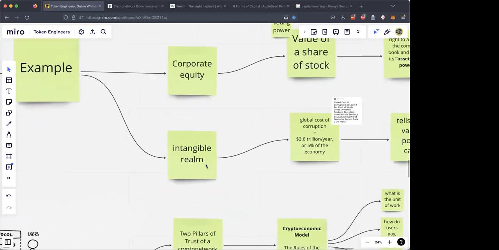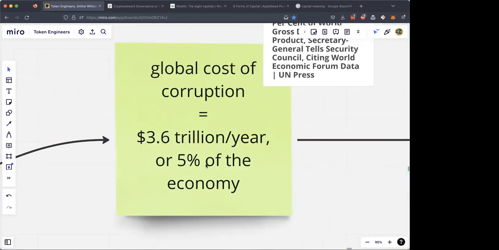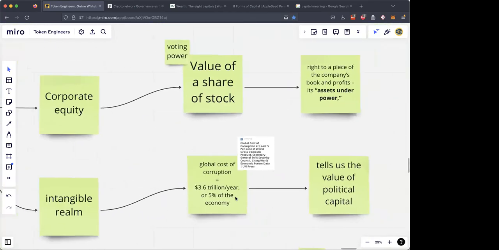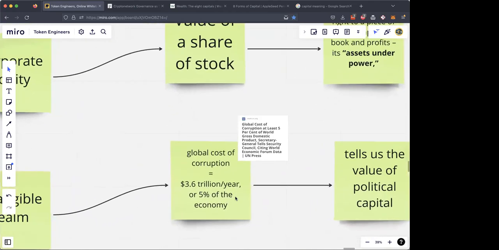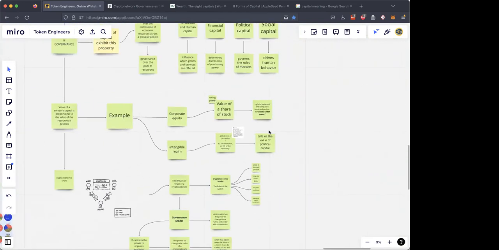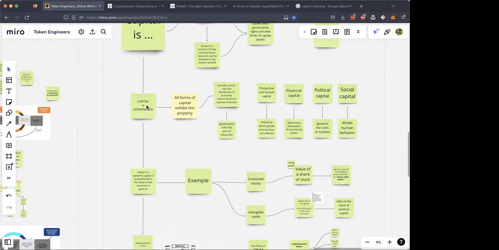There's also an example in the intangible realm, which tells you what is the global cost of corruption. It's estimated by a study by the UN to be 5% of the economy. So 3.6 trillion a year. That is an insane amount. And that tells you the value of political capital, which again, we couldn't really quantify until now.